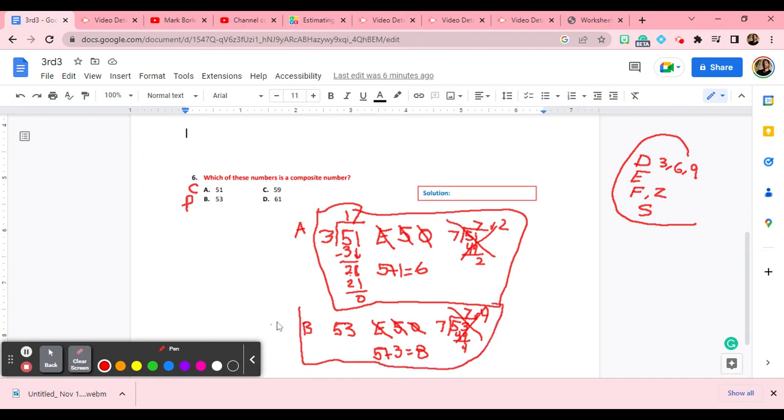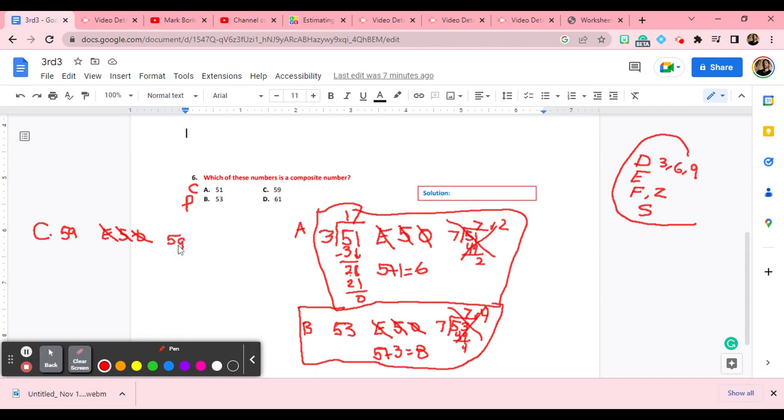Okay, let's try another number here. Let's try C. We'll do C over here. Okay, and 59. Is 59 even? No, it is not. Does 59 end in 5? No, it does not. Does 59 end in 0? It does not. Is 59 divisible by 7? Well, let's take a look.